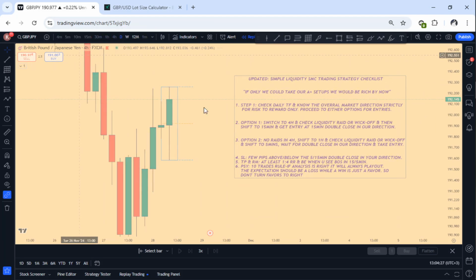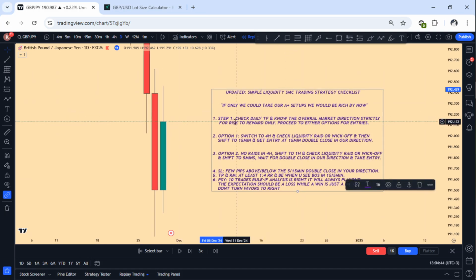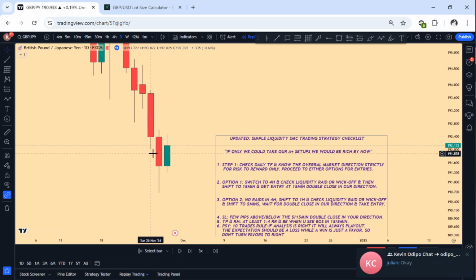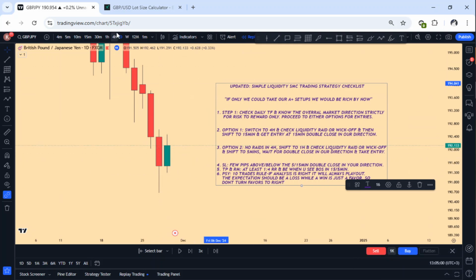We start from the daily time frame. As you can see, this says step 1, check the daily time frame and know the overall market direction, and strictly for risk to reward, only proceed to either option for entries. Now if you see this daily time frame, this daily is selling, so any buy here is short term, and therefore you should be taking 1 to 4 or 1 to 3 quickly and leaving.